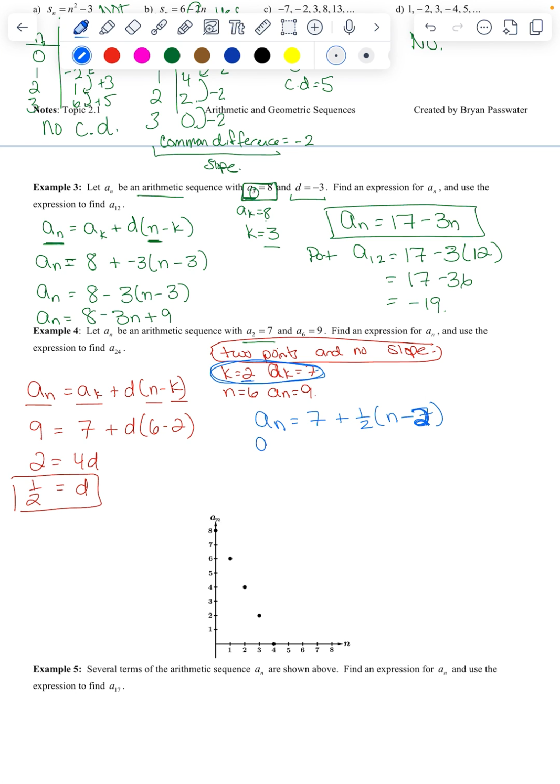And solve it. So a of n is equal to 1/2 n minus 1 plus 7. 1/2 n minus 1 plus 7 is plus 6. And now that I have my expression, what is a of 24? And you should get 18.